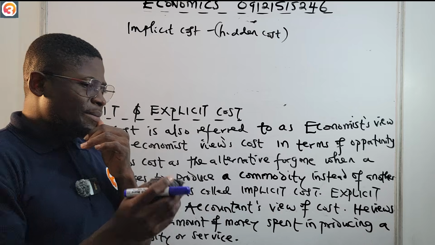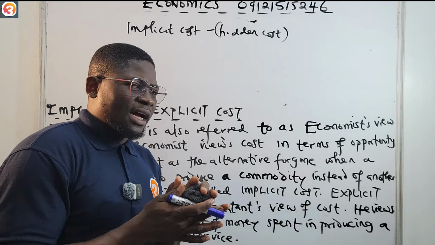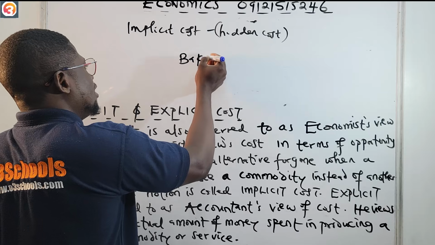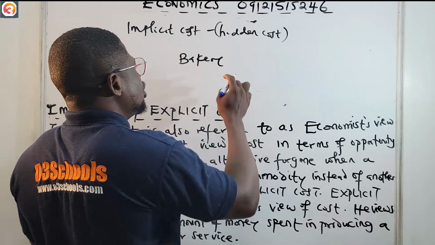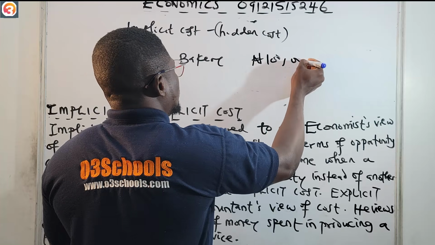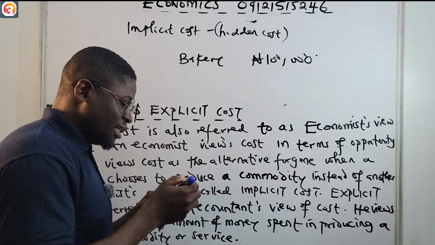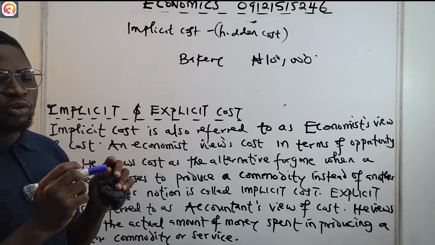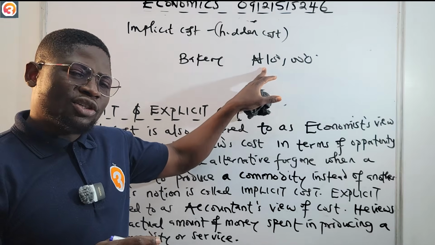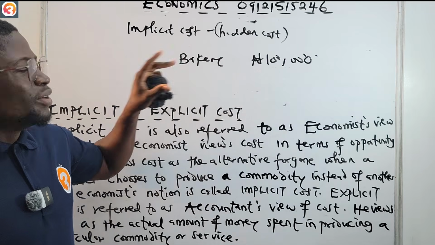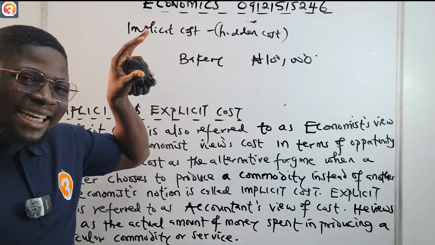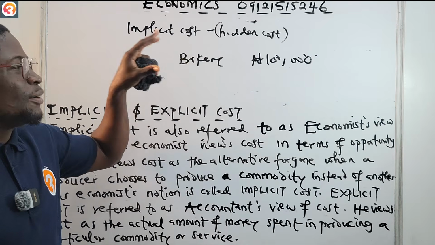Now, let me make an example. For example, you have a bakery, and then you were offered a job to teach in a secondary school for 100,000 naira. But because you have a bakery, you decide to not take this option. So for that reason, this 100,000 is a hidden cost.